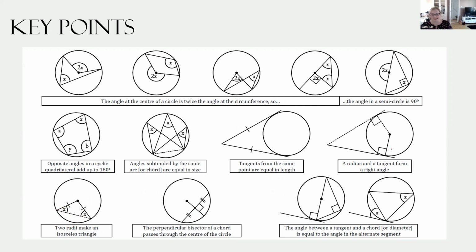Last but not least is the alternate segment theorem. A lot of people don't like this one. Just be aware that the angle between your tangent and the chord going across is the same as the opposite angle going right here. Just get that through, and that is the alternate segment theorem. Just going to raise that now, just so it doesn't go flying forward.